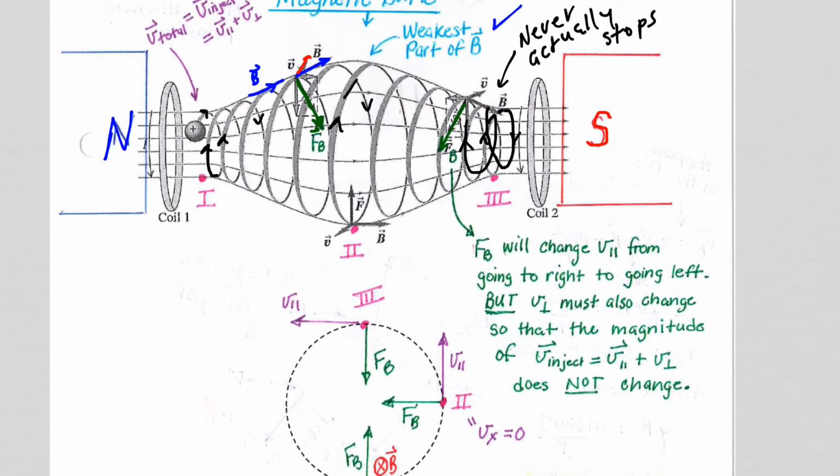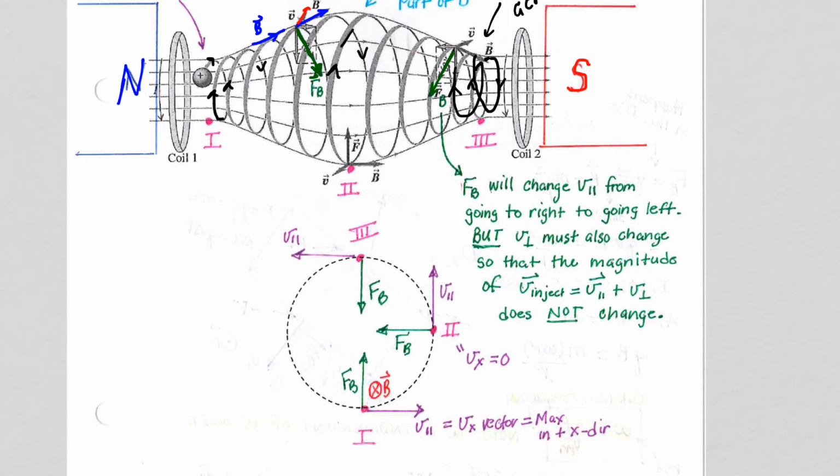And that's kind of what I have down here. The force will change V parallel from going from the right to the left, but V perpendicular must also change so that the magnitude does not change. So the V does not change. And the fact that the force changes direction, we've seen before. So in terms of the force changing direction and the velocity changing direction, the particle not changing speed, is what I have shown down here for basic circular motion in the plane of the page.